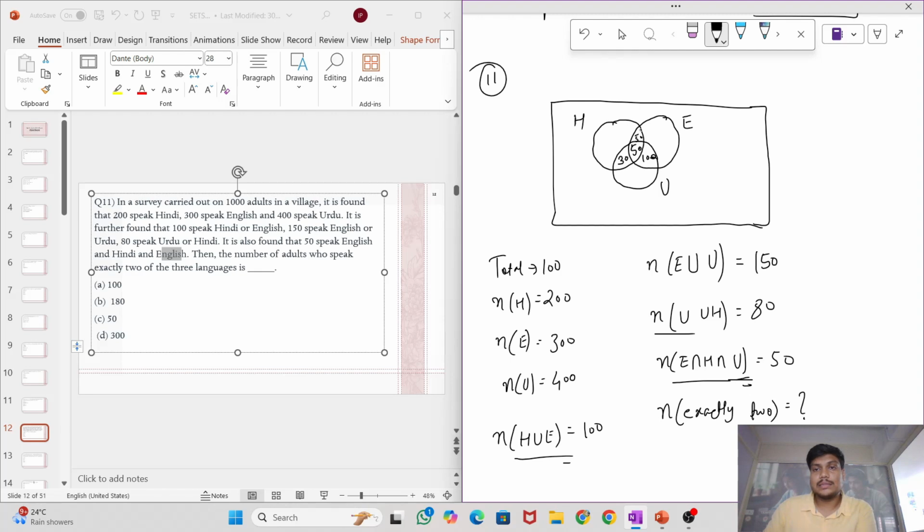Now if I just take these 3 parts, then I can say that these are people who are speaking 2 languages, but not 3, exactly 2. Either 30 people will speak Hindi and Urdu, English and Urdu, and here English and Hindi. So to see how many people are speaking exactly 2 languages, I can add up this 50 plus 30 plus 100, which will give me 180. So the correct option is B.